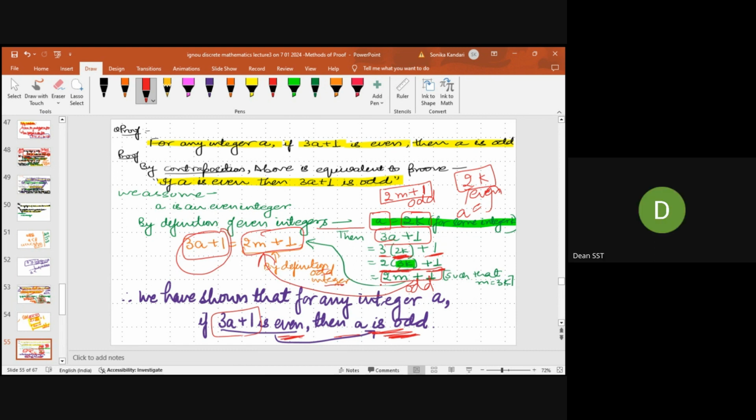Yes, we have reversed it. Whatever was given: for any integer a, if 3a plus 1 is even, then a is odd. Just try it on your own, only then you will learn. This is for the odd, this is for the even. Simply what we have used: an odd number is twice of m plus 1, and an even number is twice of k. And we have substituted values here and found that for any integer a, if 3a plus 1 is even, then a is odd.